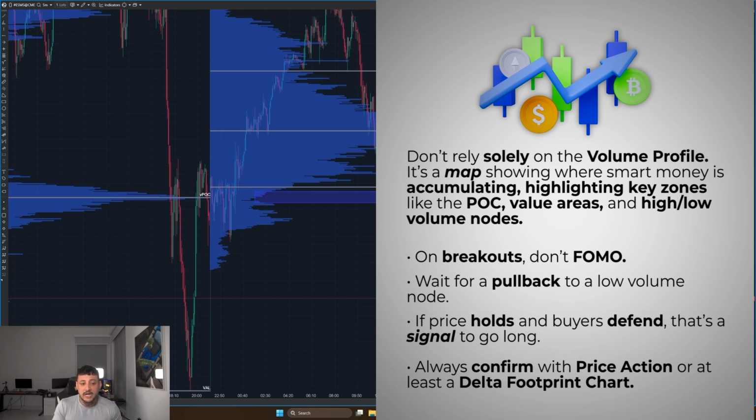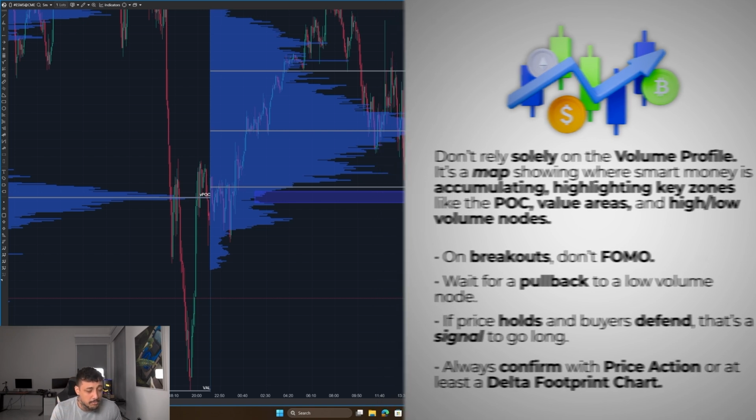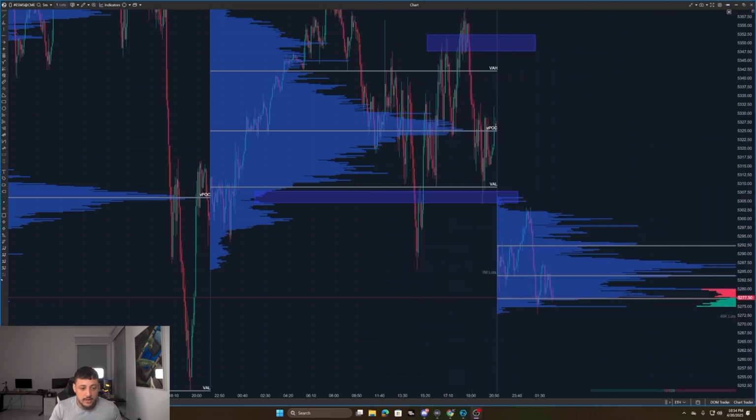But again, you have to tie this in with some form of a delta footprint chart, or at bare minimum with price action if you're not using any other order flow tools such as a footprint chart, such as a heat map, such as a DOM. You have to bare minimum tie this in with price action as well.